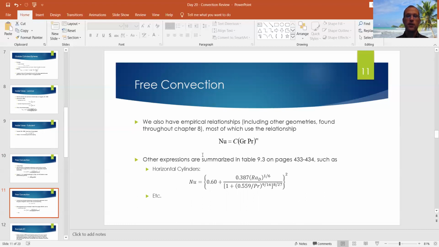There are a few others as well. Again, your summary is in table 9.3 on pages 433 to 434, such as this one for horizontal cylinders, which has the Nusselt number equation for that case.